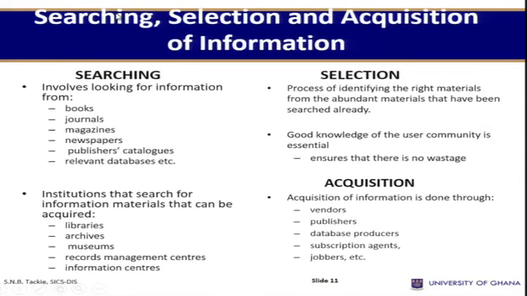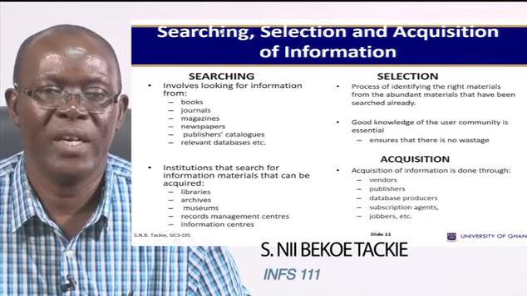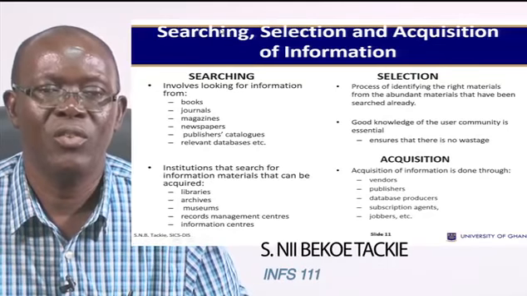Then in terms of searching, selection, and acquisition of information, searching, for example, involves looking for information from books, journals, magazines, newspapers, publishers' catalogs, and relevant databases. Now, what is the purpose? The purpose is to be able to identify specific items of information that will be of use or relevance to your user community. And institutions that search for information materials that can be acquired are libraries, archives, museums, records management centers, and information centers.